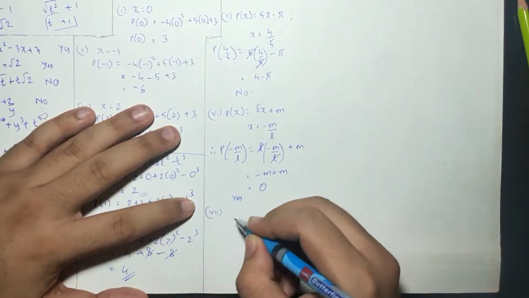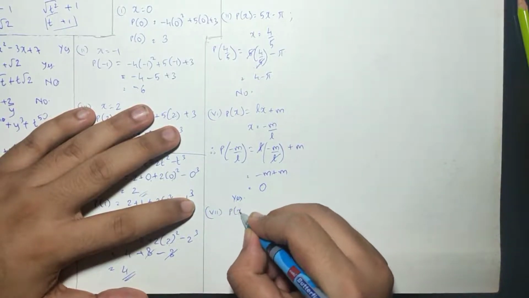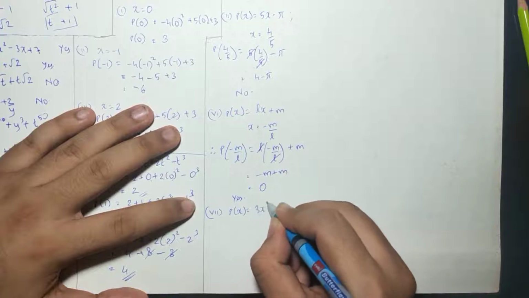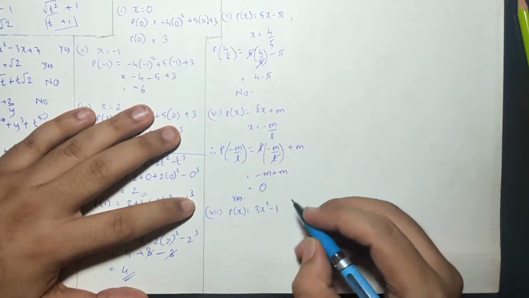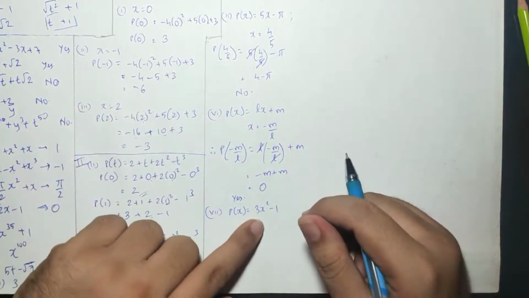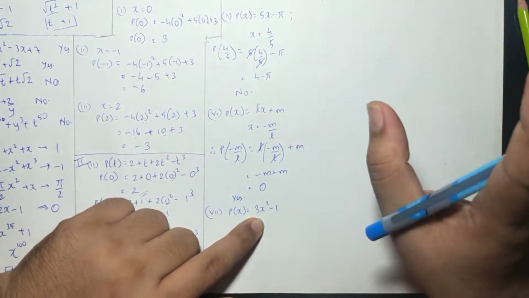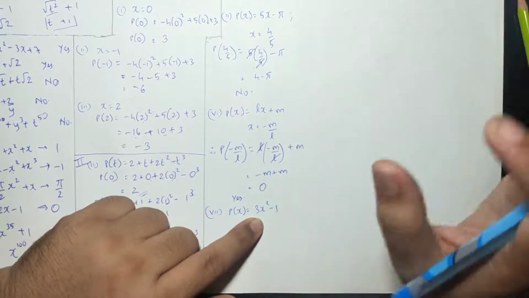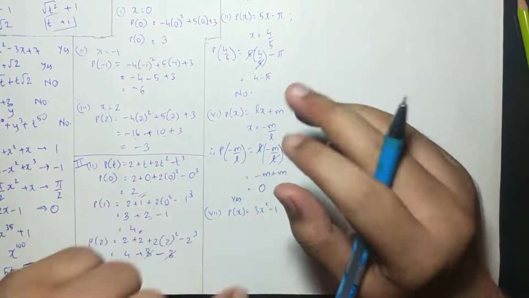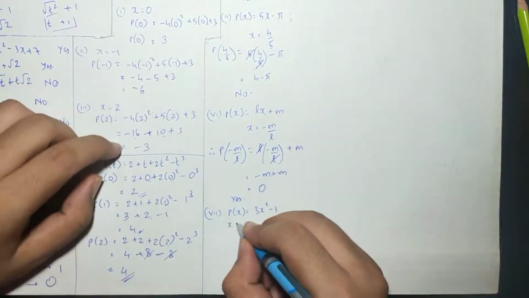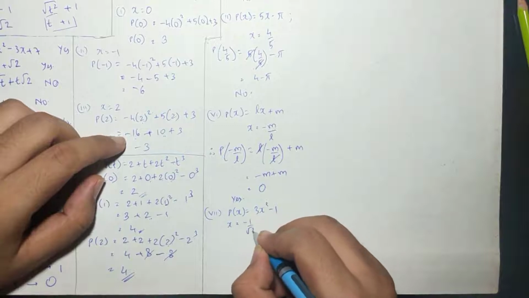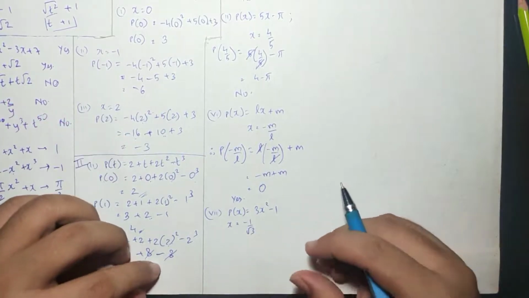I am doing the seventh one. p of x is given as 3x square minus 1. This is given to us. Here, as you can see, the power of x is square. So definitely there would be two zeros. They have given two values of x. The first value is x equals minus 1 by root 3. This value is given to us.